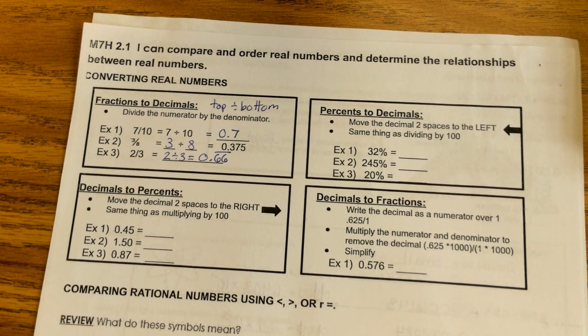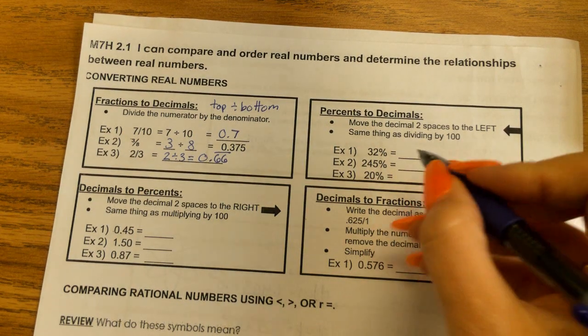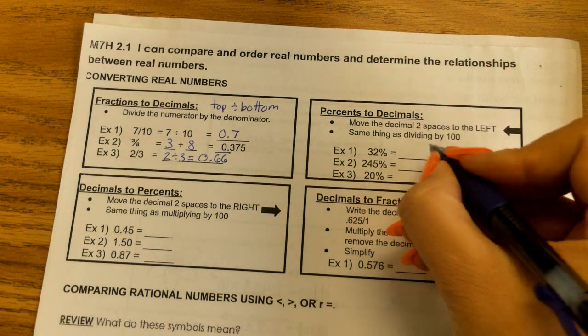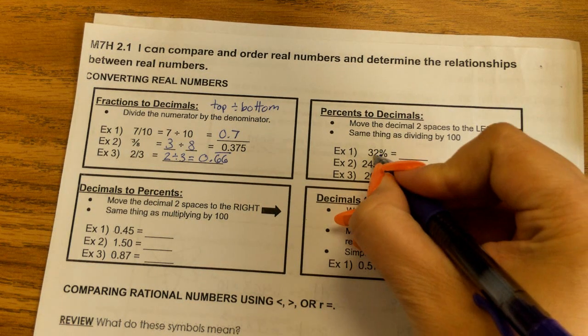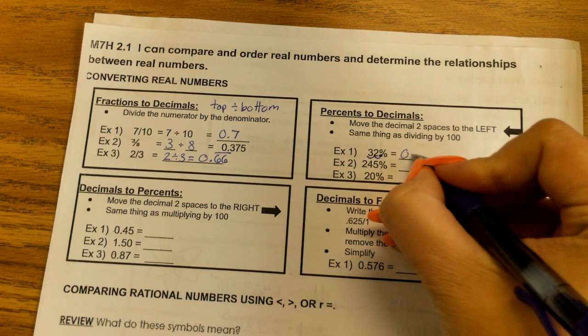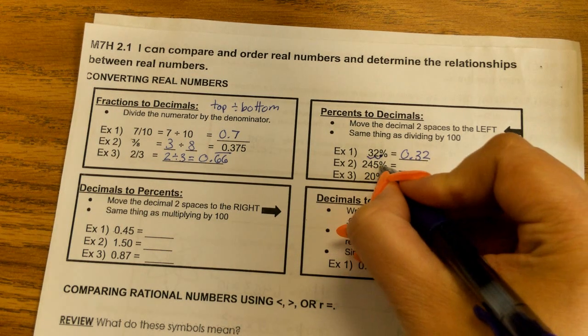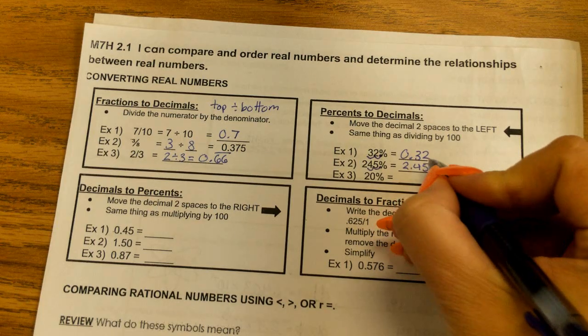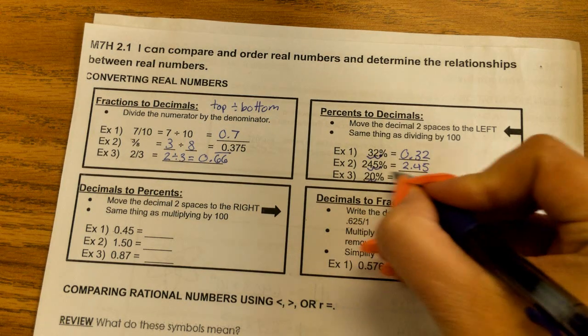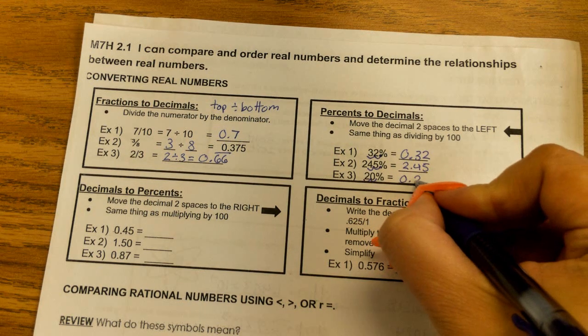Let's talk percents to decimals. If you have a percentage, you're going to move 2 spaces to the left, or divide by 100. So here's my decimal. Move 2 places to the left. This is 0.32. Decimal here, move 2 places to the left, 2.45. Decimal here, move 2 places to the left, 0.2.